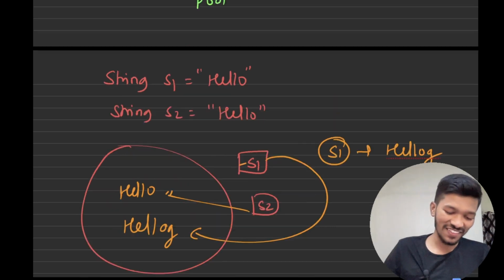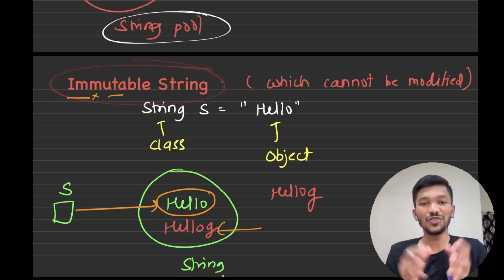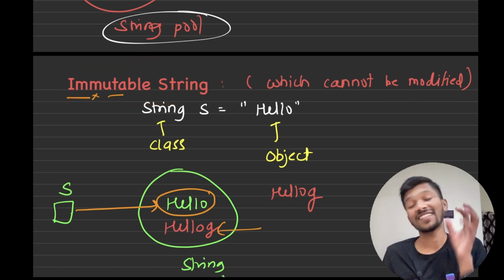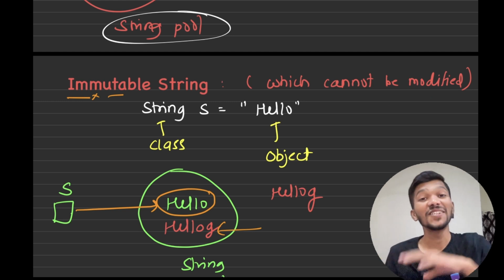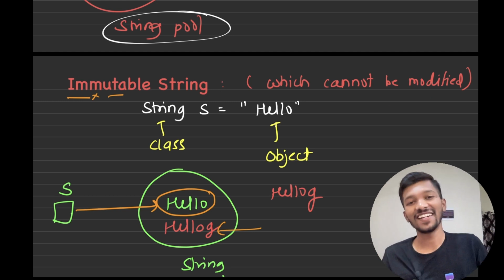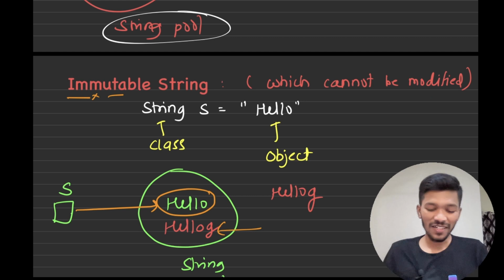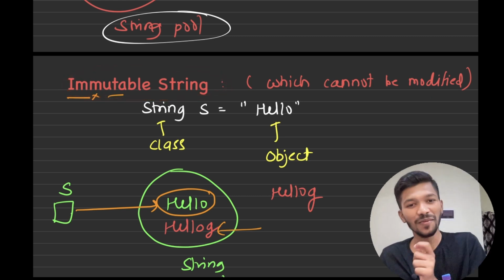That is the reason why strings in Java are called immutable strings, which means we cannot modify the actual string. Whenever you try to make any changes in the string, a new copy will be generated rather than making the changes in the same copy, right? So I hope you understood what an immutable string is.